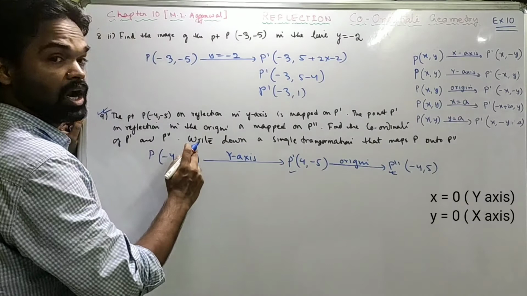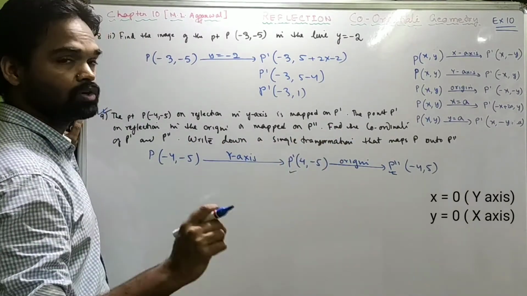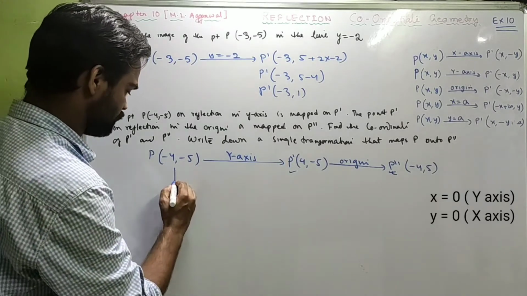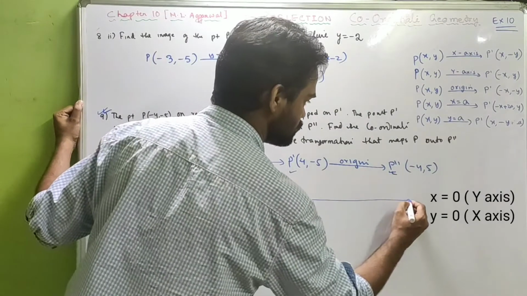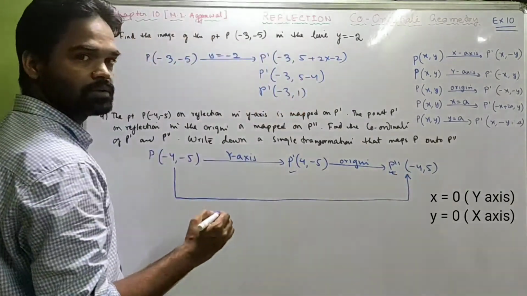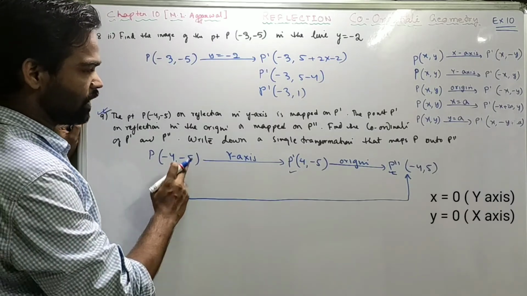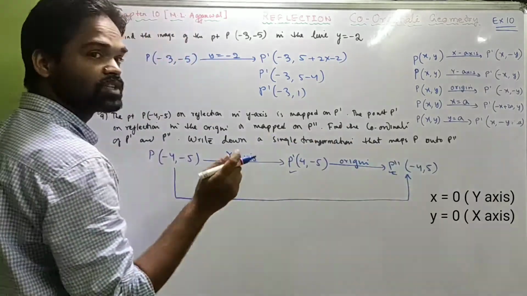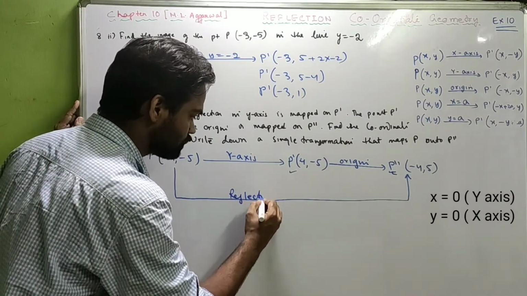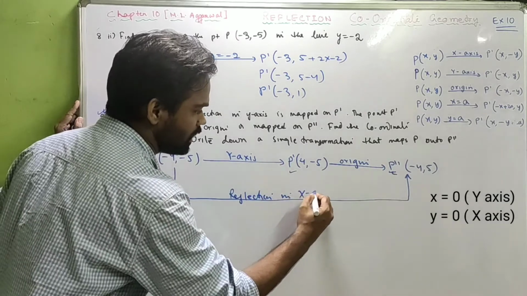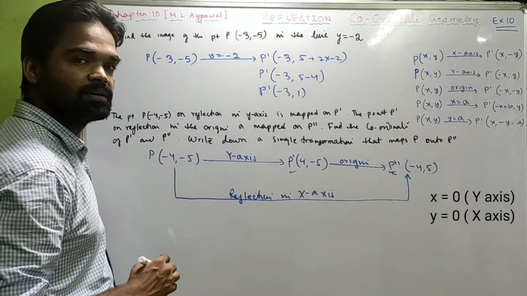Then look carefully. Write down a single transformation that maps P onto P double dash, which means if we want to go directly from P to P double dash, then where has the reflection taken place? See, (-4, -5), (-4, 5), which means the sign of the y coordinate changes, which means reflection in the x-axis. Okay, now let us look at the next sum.